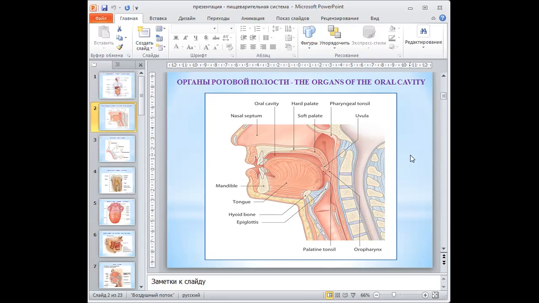Palate. The palate consists of two parts. The front part, composing 2/3 of the palate, is bony. It is a solid part. The rear part, composing 1/3 of the palate, is the soft palate, which consists of mucosa with a fibrous base.